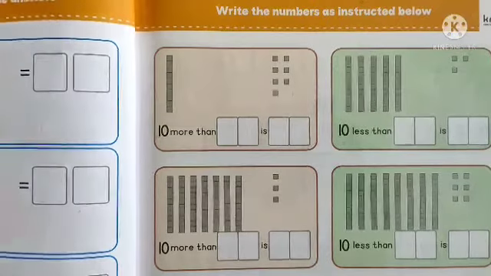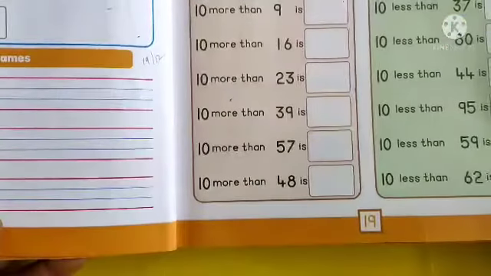In the previous classes, you already learned 1 more than, 2 more than, 3 more than, 4 more than, 5 more than. You already know that. In today's class, you are going to learn 10 more than. For that, open the book Mathematics Workbook, page number 19.